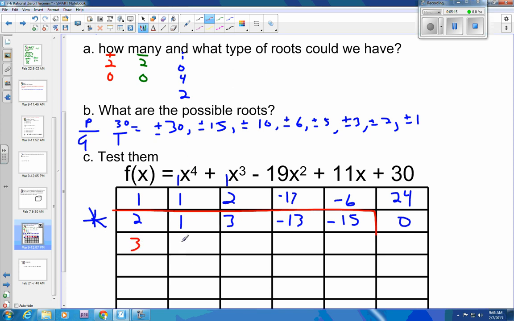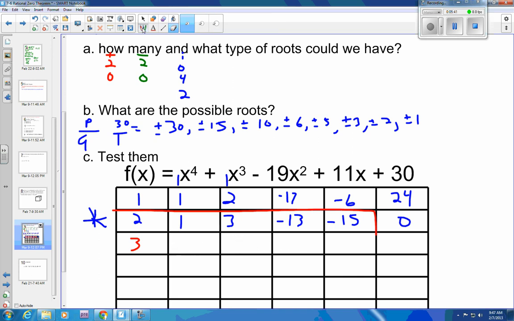So then I bring my 1 straight down. 1 times 3 is 3. 3 plus 1 is 4. 3 times 4 is 12. 12 and, oops, make sure I'm doing this right. 12 and negative 13 is a negative 1. I think I messed up. Let me start that part over again.